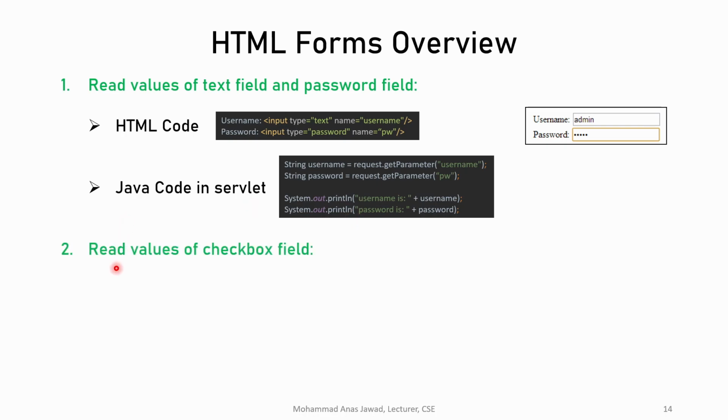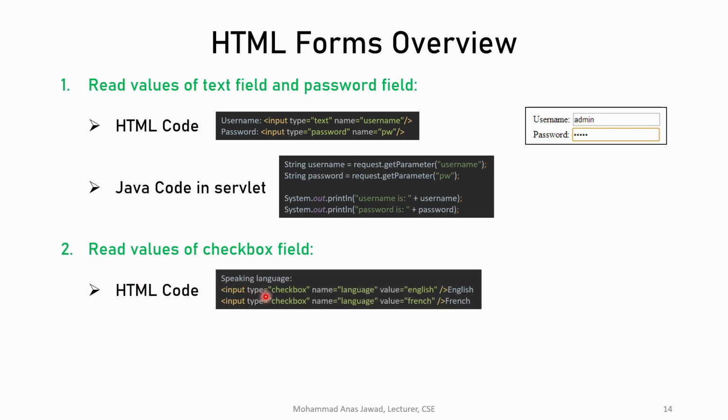Next, let's take a look at how we can read values of the checkbox field. So in HTML, we will simply write input type is equal to checkbox. We will give it a name of language, and the value that we are assigning to it is English. Now, if we want to add another checkbox to this already existing checkbox that we have created, we simply write another input tag, type equals to checkbox. The name has to be the same name as the one before that we used. Okay, so if we want to add multiple checkboxes to the same list, then we have to use the same name for them. All right. So in this case, the value is French.